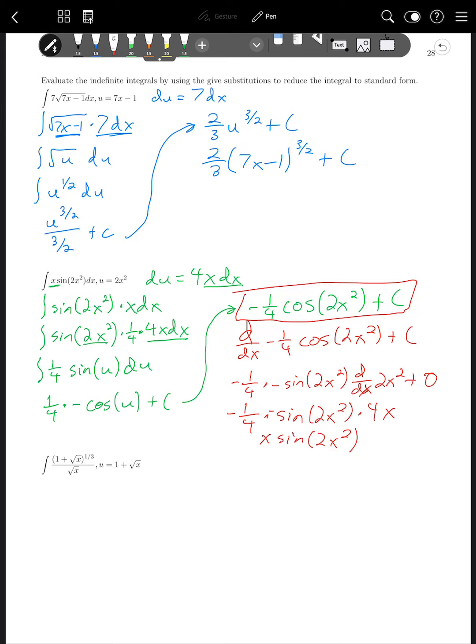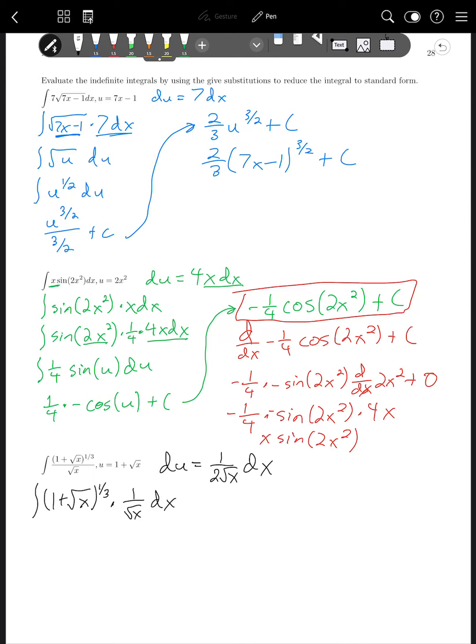And so that's the change here, the thing that's a little more difficult. So with the last one here, you start out doing the same thing, right? So I find du. So du here is going to be, the derivative of 1 is 0. The derivative of the square root of x is 1 over 2 root x dx. And so in this problem, if I rewrite this a little, I've got 1 plus the square root of x to the 1/3, times 1 over root x dx.